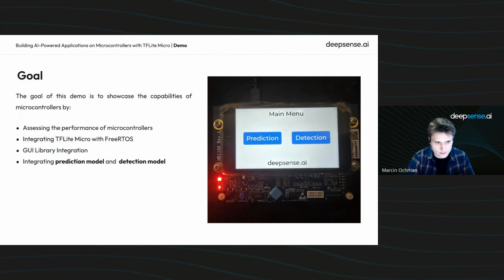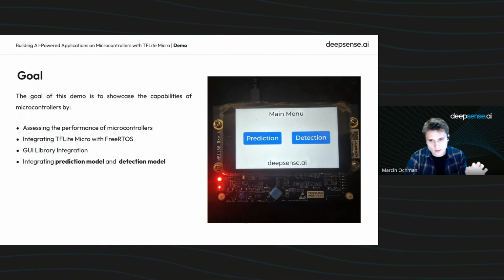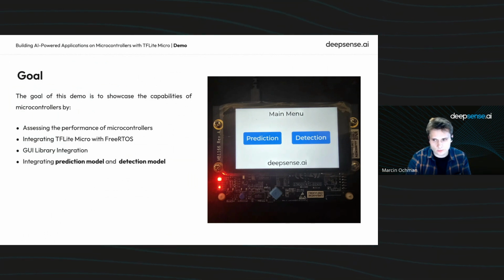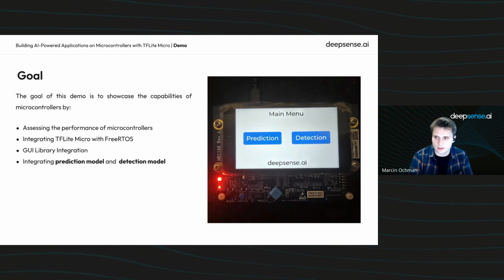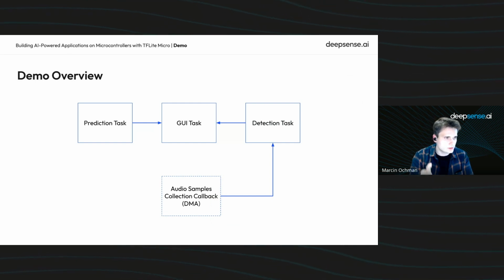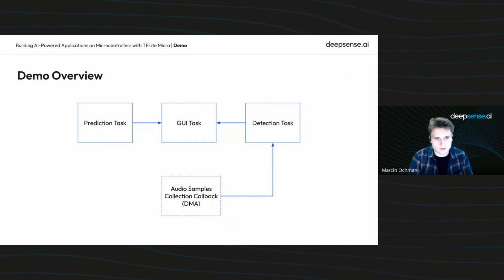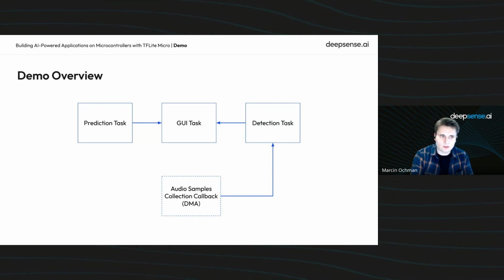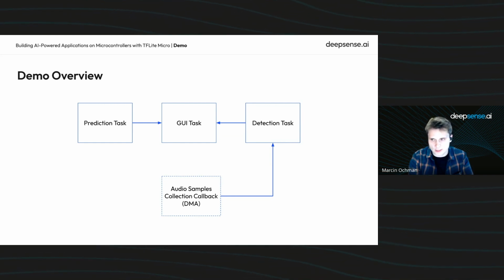As you can see on the right, there is a photo of the microcontroller running the prepared application. In that application, two models are running, and as a user, you are able to choose between two screens displaying the current status of a specific model. So here's the big picture of our demo. Two tasks are related to the inference: the prediction task is responsible for running the prediction model, while the detection task, as you might expect, performs the inference of the detection model.